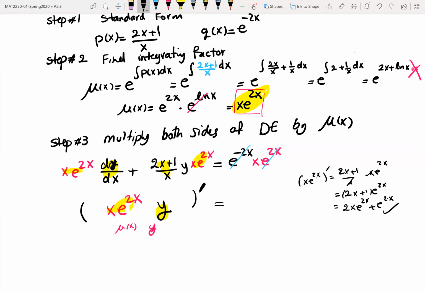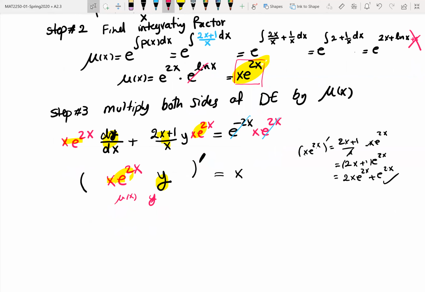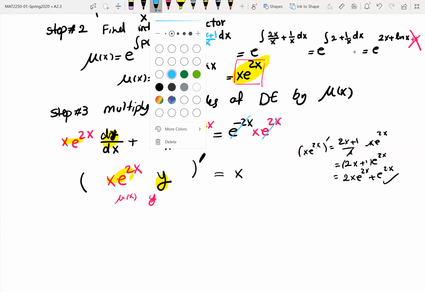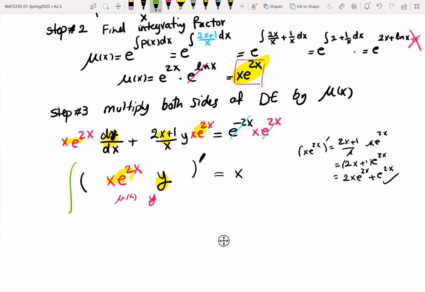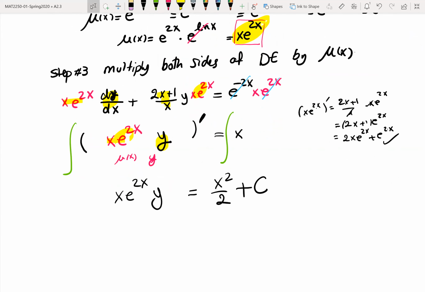Then here I have x left, because e to the 0 is going to be 1. So that's x left, and that's it. This is really nice to integrate. We integrate both sides, because derivative and integration are opposite operations. They cancel out. The integral of x is x squared divided by 2 plus a constant of integration. Okay, so that's the place where I need my constant of integration.